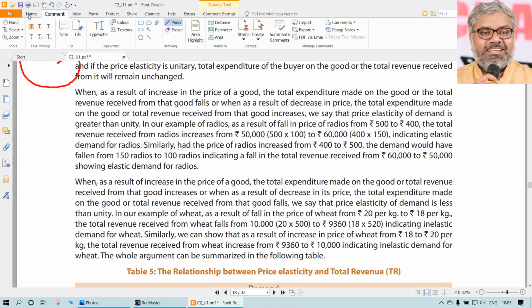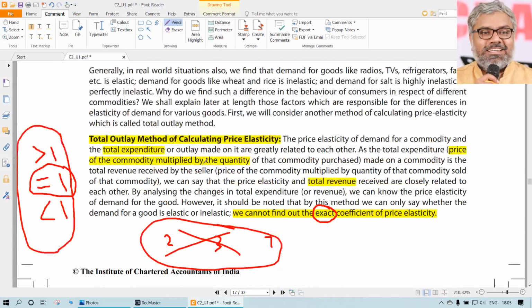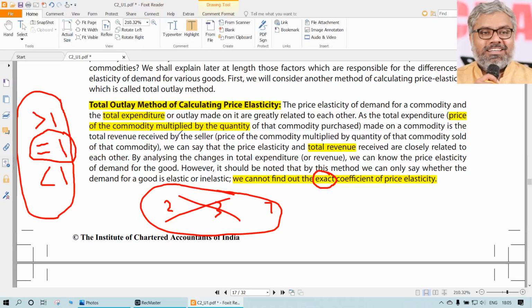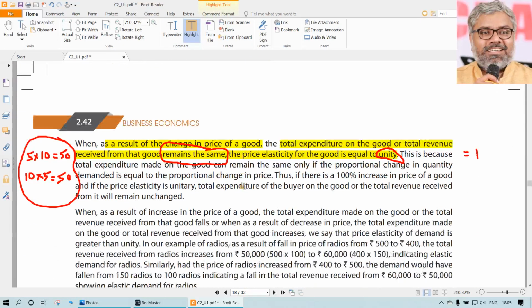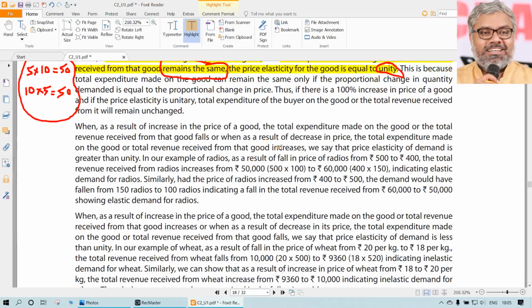Next, another situation, second case. Only 3 cases, by the way. This entire total outlay method has only 3 things. We have to identify which one it is. So the first one we completed is elasticity equal to 1. When can we say the price elasticity is equal to 1? When the total revenue does not change, when the total revenue remains the same, then we can say there is a unitary elasticity.